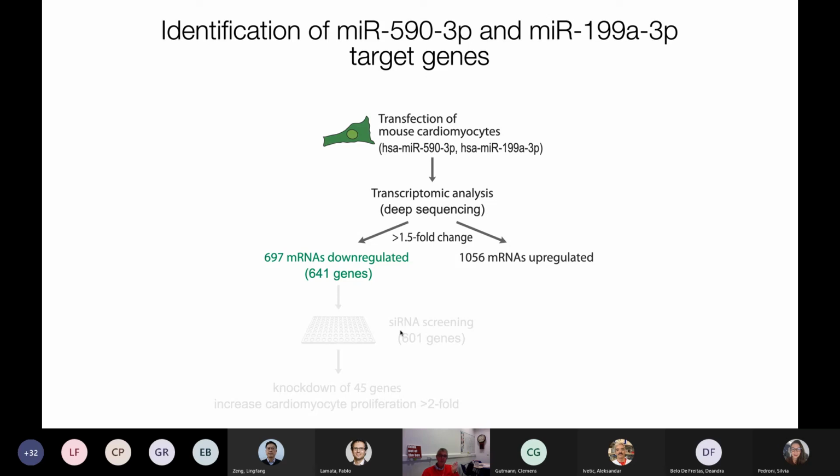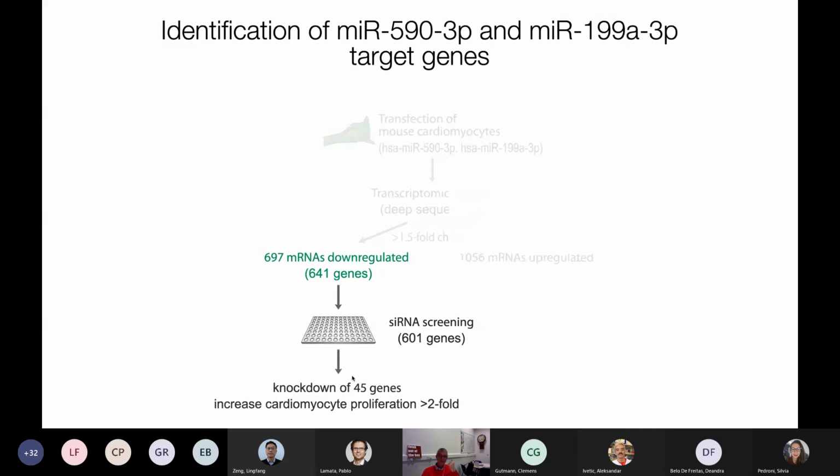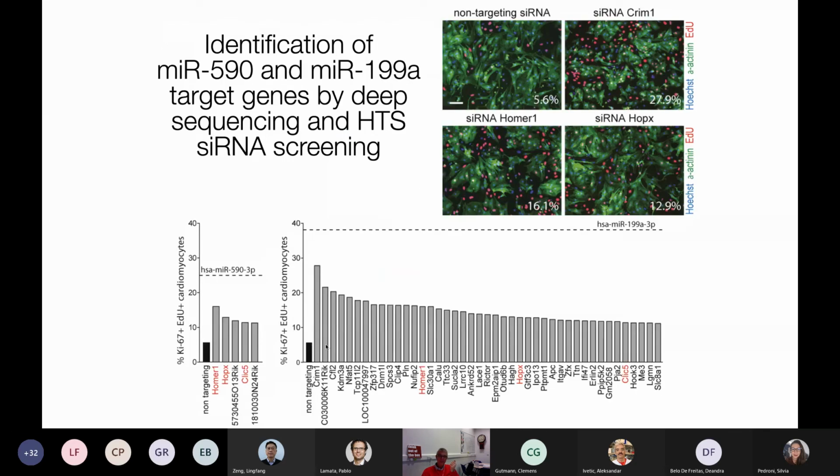So basically, what we did was to take 600 genes that are downregulated by these microRNAs. We cherry-picked from the library these 600 siRNAs, and then knocked them down individually, and at the end, we found that, for example, all these genes which are downregulated in the presence of the microRNAs, also by themselves individually, can stimulate cardiomyocyte proliferation.